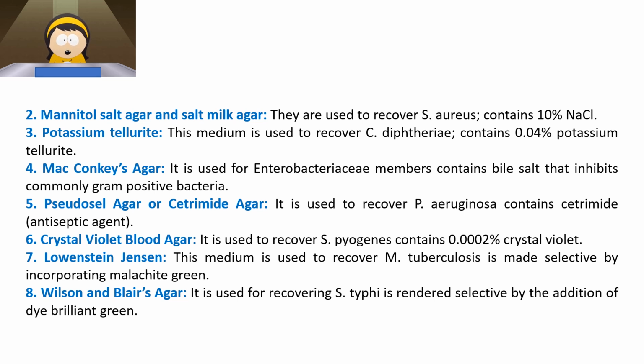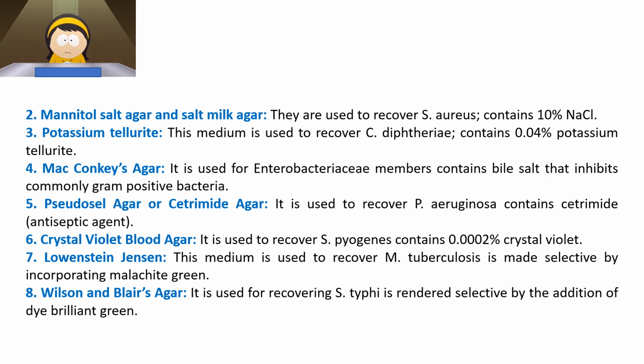3. Potassium tellurite. This medium is used to recover C. diphtheriae, contains 0.04% potassium tellurite. 4. MacConkey's agar. It is used for Enterobacteriaceae members, contains bile salt that inhibits commonly gram-positive bacteria. 5. Pseudosel agar or cetrimide agar. It is used to recover P. aeruginosa, contains cetrimide, an antiseptic agent.